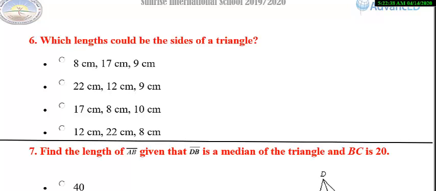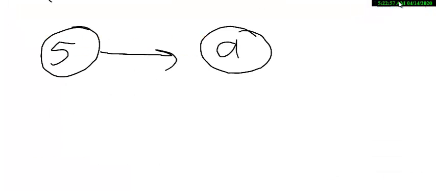So through this given information, the correct answer would be the third one, which is 17, 8, and 10, and the rest will be wrong. How can we do this? I'm going to explain right now how to check whether 3 sides can form a triangle in two different ways. So I'm going to go back to question number 6.